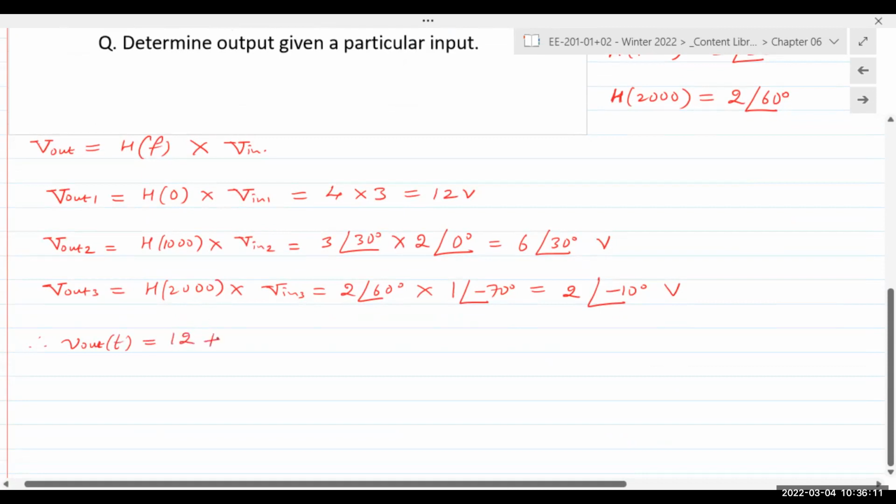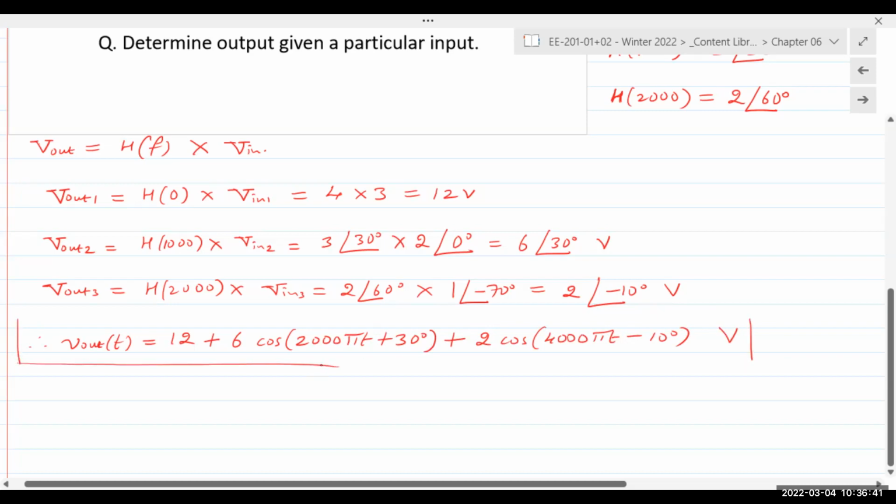It's V out 1 plus V out 2 plus V out 3. V out 2 would be magnitude 6 cos of 2000 pi t plus 30 degrees, plus V out of 3, which is 2 cos of 4000 pi t minus 10 degrees. And the units for everything is volts. This would be your absolute final answer.